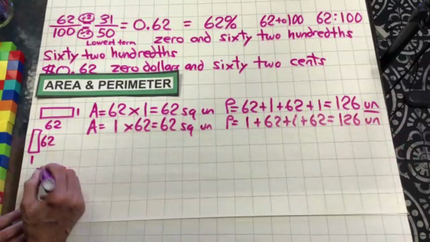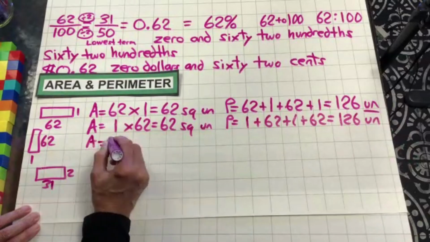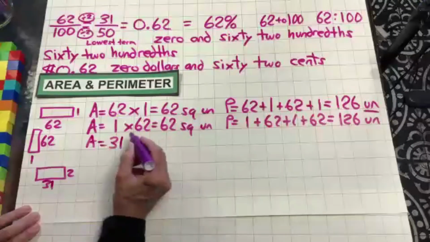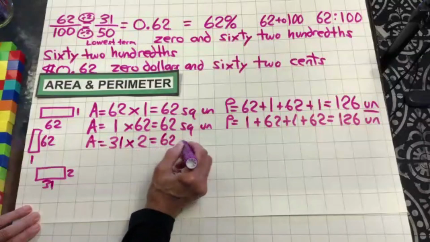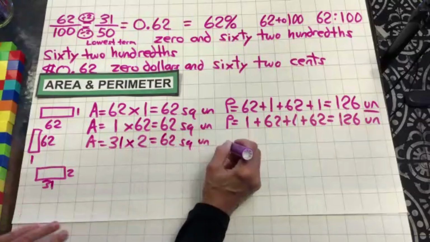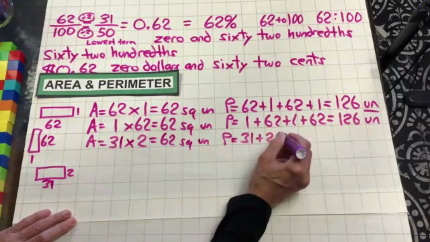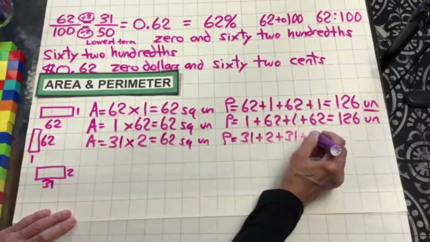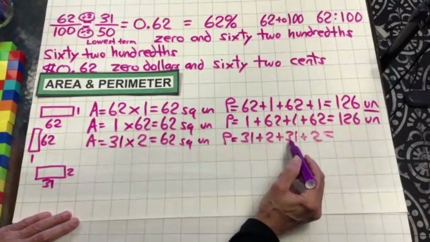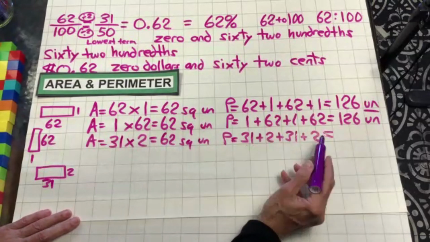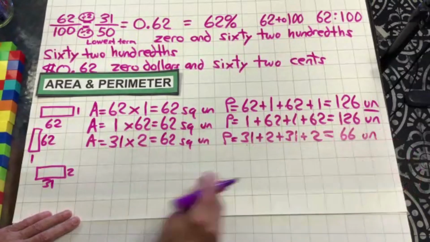All right, let's move on to the next one. So our next one, we're just going to draw it out here is 31 by 2. So our area equals 31 width by 2 deep equals 62 square units. Our perimeter then is the 31 plus 2 plus 31 plus 2 equals. So we know 31 plus 31 is 62. 2 more is 64. 2 more is 66. So we have 66 units.